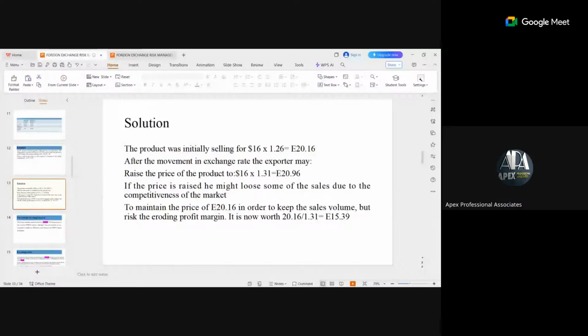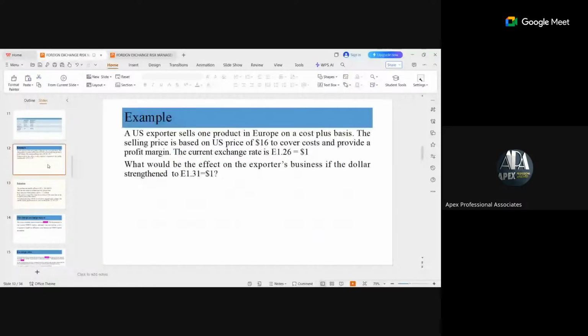So if the price is raised, they might lose some of the sales due to competitiveness of the market. Take note, this is economic risk. And in this business, there might be quite a number of competitors in other countries whose price is relatively low compared to buying from Europe.